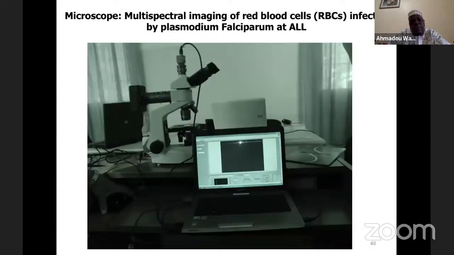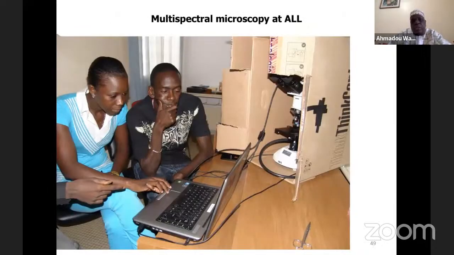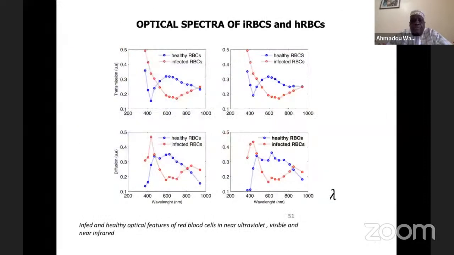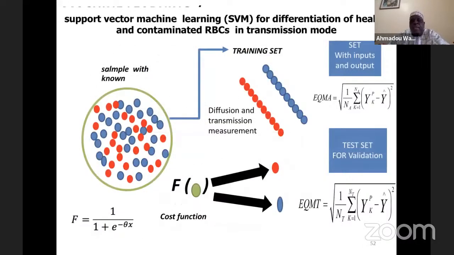This is the experimental setup. This is my student, who was working on this system. This is the transmission mode and the scattering mode image of red blood cells infected by Plasmodium. Here you have different experiments for that. And also we use machine learning to make a differentiation, to know what is the quantity of Plasmodium falciparum in the red blood cell.